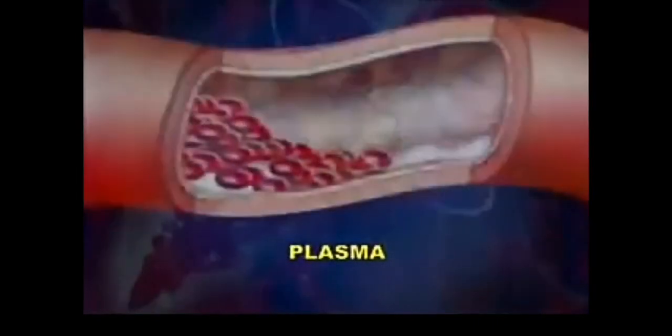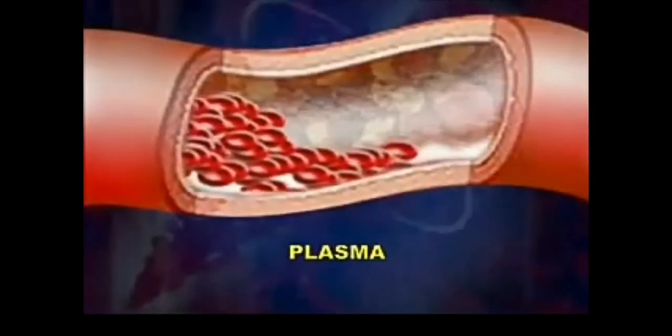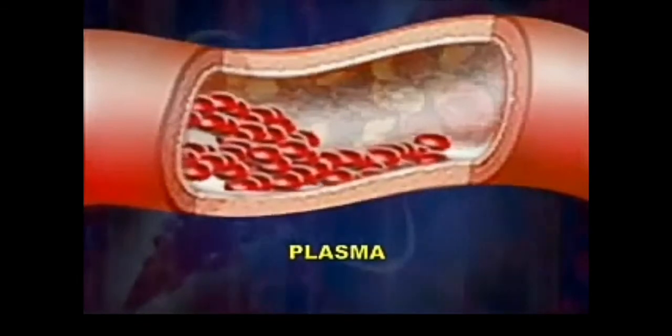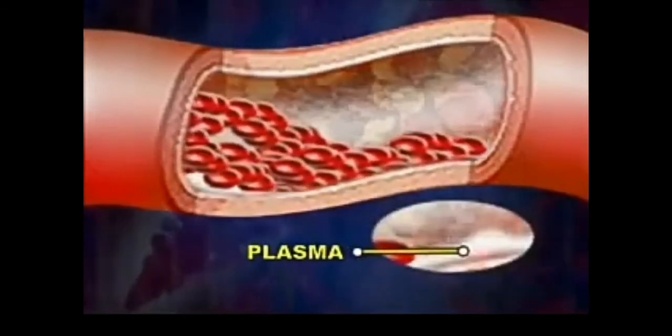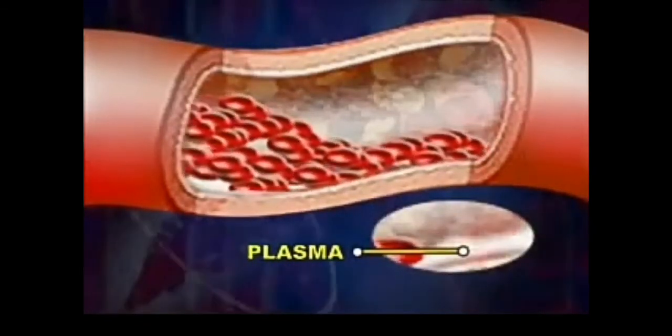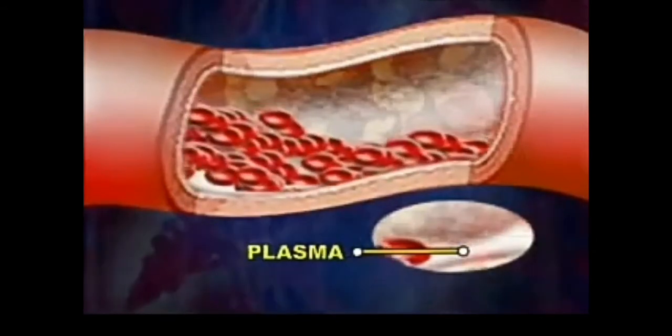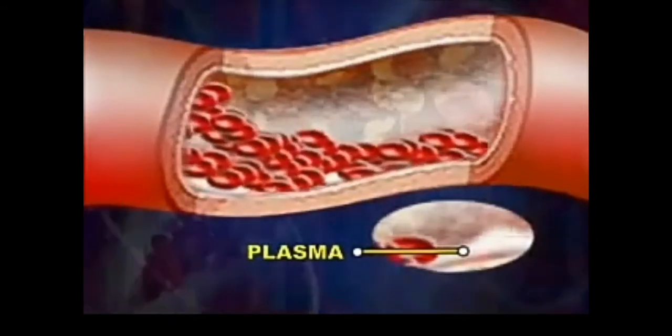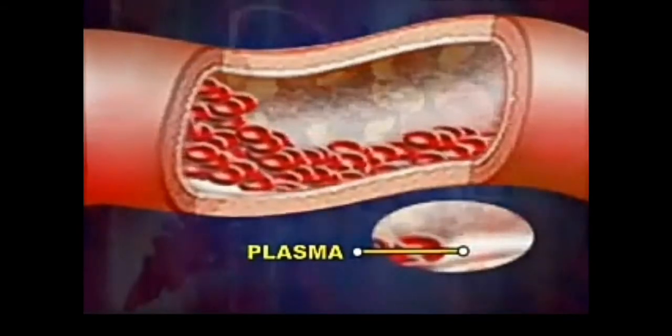The plasma is the river in which the blood cells travel. It carries not only the blood cells but also nutrients, waste products, antibodies, clotting factors, and chemical messengers such as hormones and proteins that help maintain the body's fluid balance.